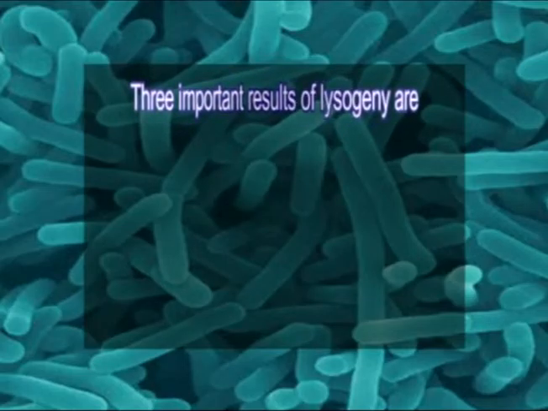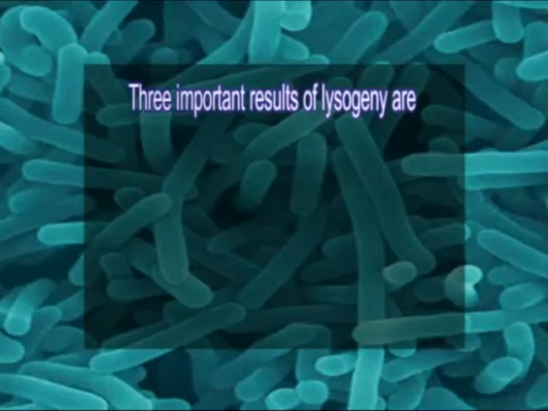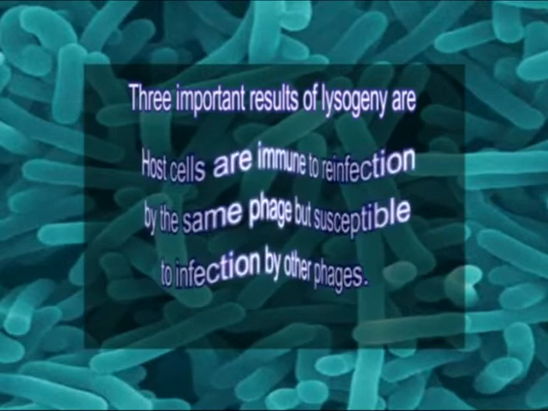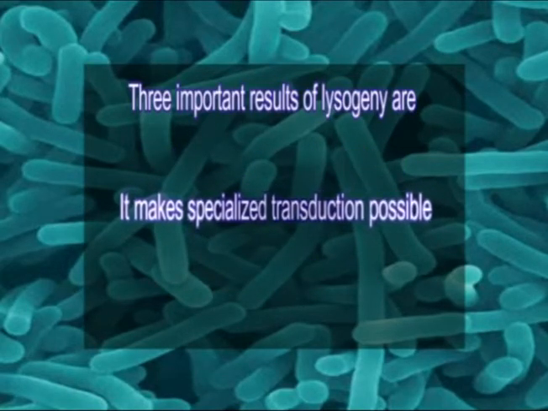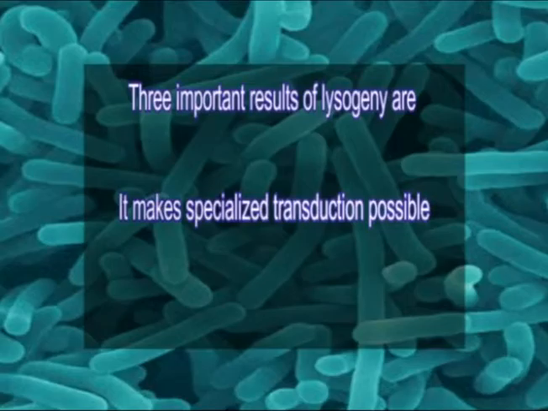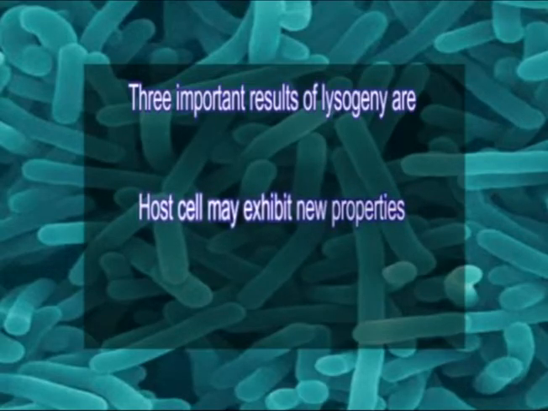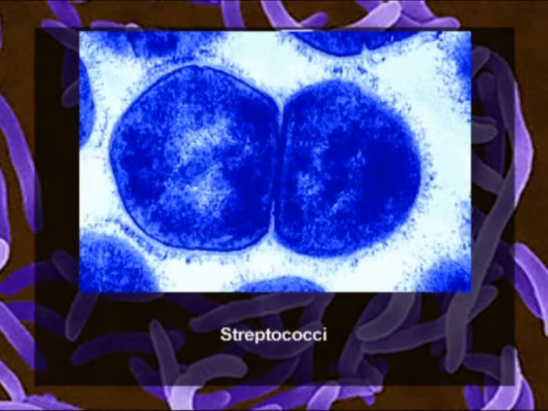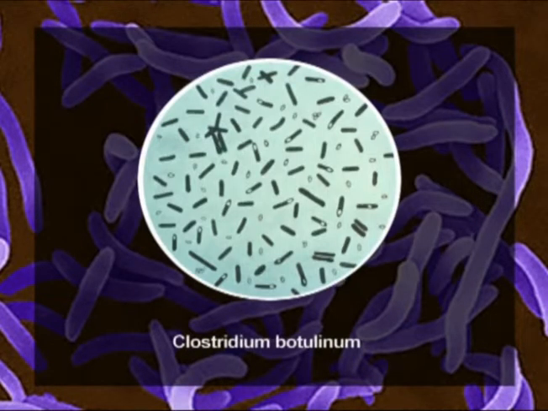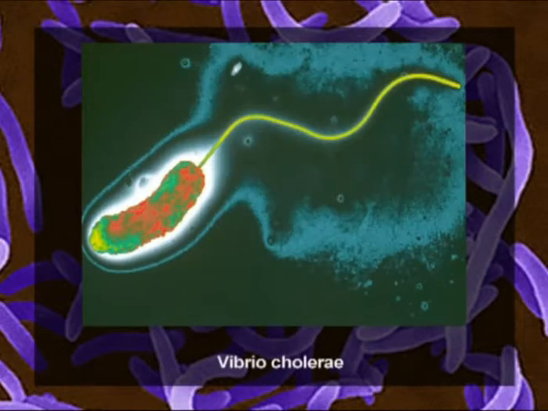Three important results of lysogeny are: first, the lysogenic cells, that is host cells, are immune to reinfection by the same phage but susceptible to infection by other phages. Second, it makes specialized transduction possible. Third, lysogenic conversion. That is, the host cell may exhibit new properties, for example, Corynebacterium diphtheriae, Streptococci, Clostridium botulinum, and Vibrio cholerae can produce toxins only when they carry prophages.